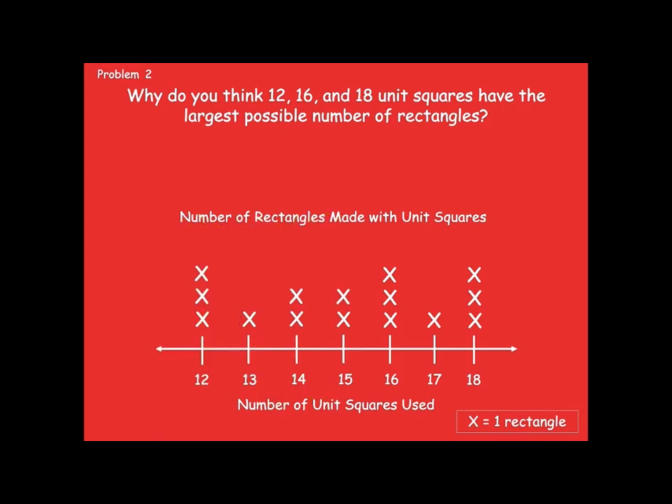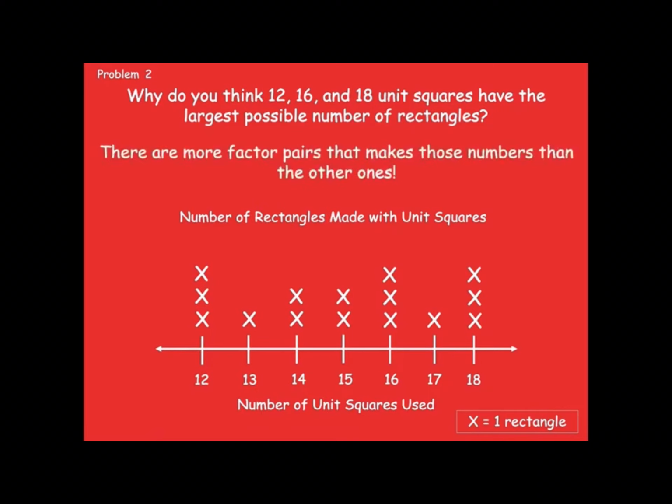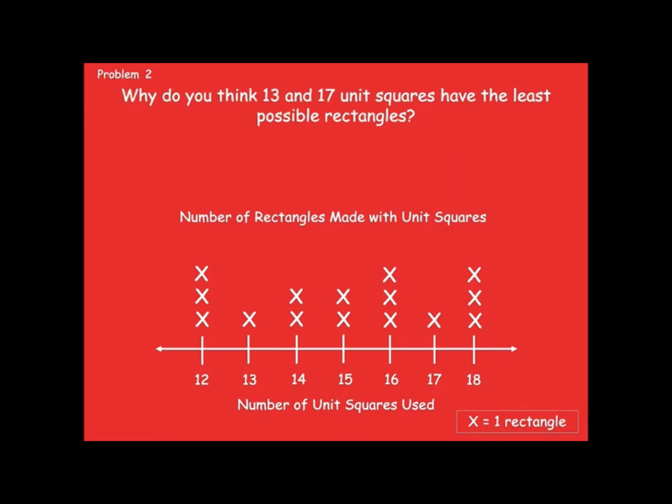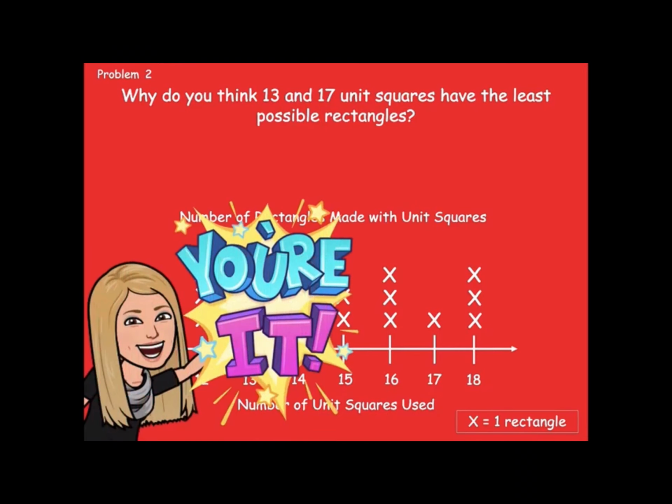Okay, friends, pause if you need more time. So here's what I came up with. There are more factor pairs that make those numbers than the other ones, right? So that allowed them to have more rectangles. Why do you think 13 and 17 unit squares have the least possible rectangles? So pause, think about that, and then click play when you're ready to go over it together.